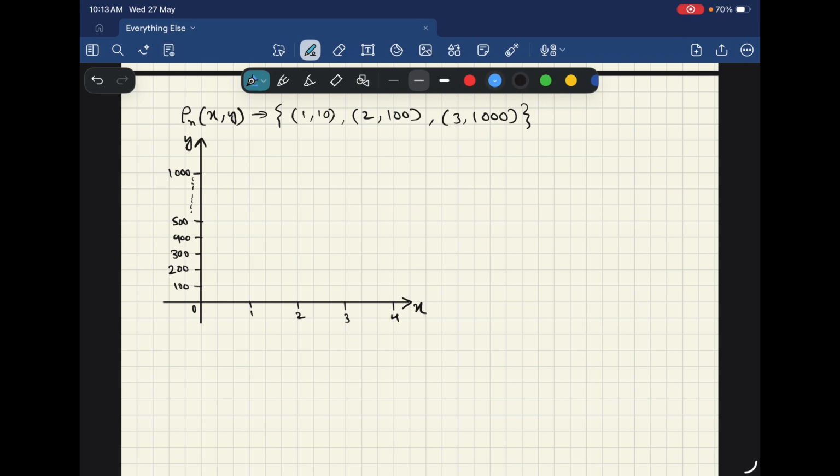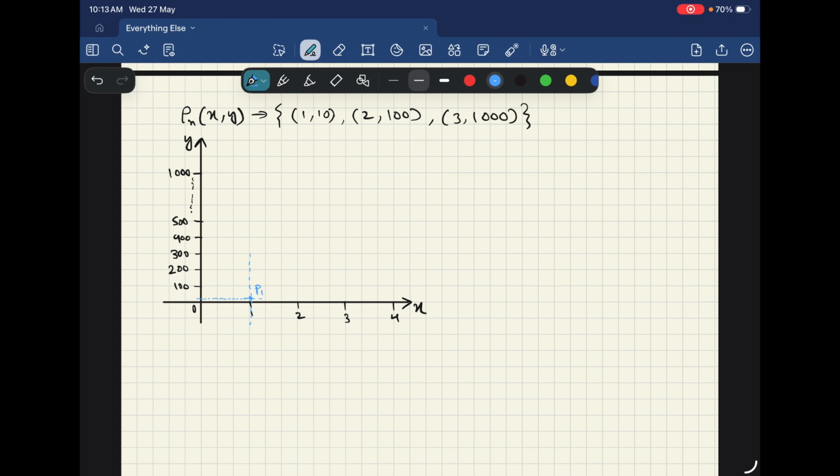So let's start plotting it. The p1, okay, that's 1 comma 10. 1 is here, and 10 must be 1/10 of the distance from 0 to 100, right? So again I have to guess. You see the problem, right? So let's say this is the 1/10 of this direction. So this is our point p1.